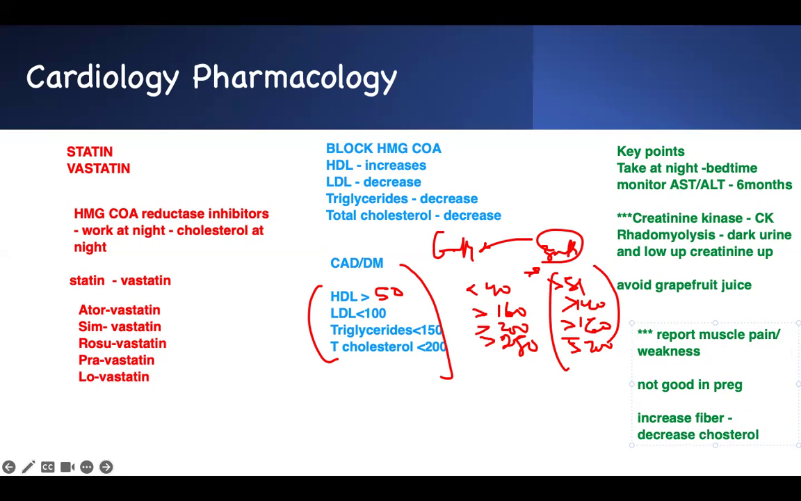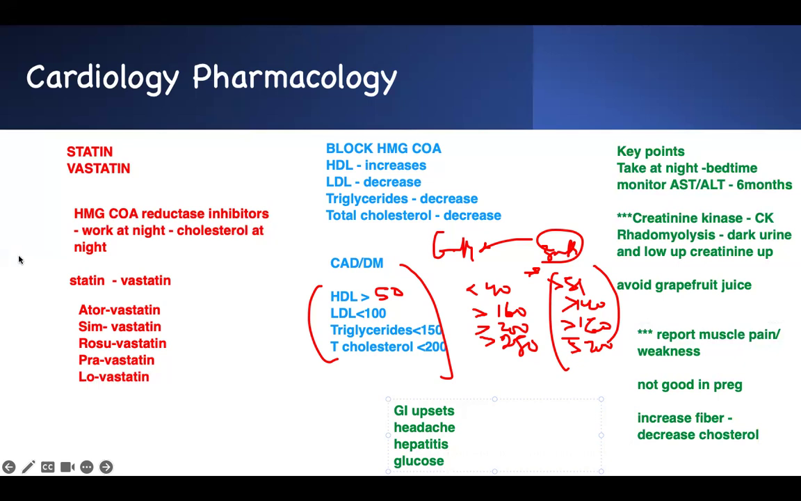There are some common side effects associated with this: GI upset. Don't worry about it. They may get some headache. Don't worry about it. They may tell you they have hepatitis, right? Don't worry about it. Or the glucose can go up. Don't worry about it. They are not the bright spot.